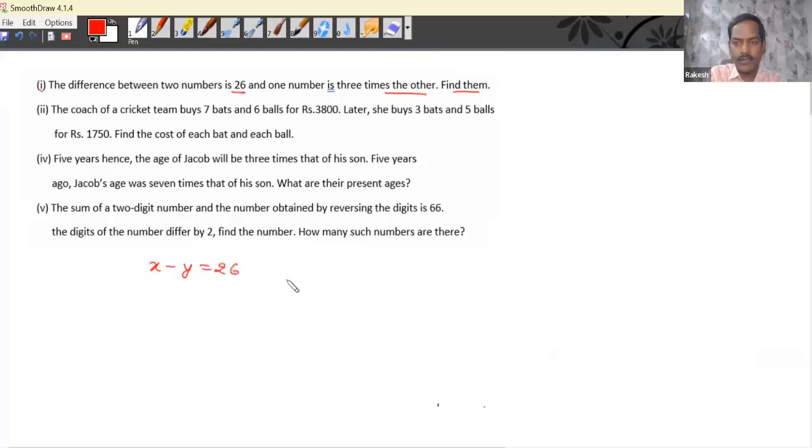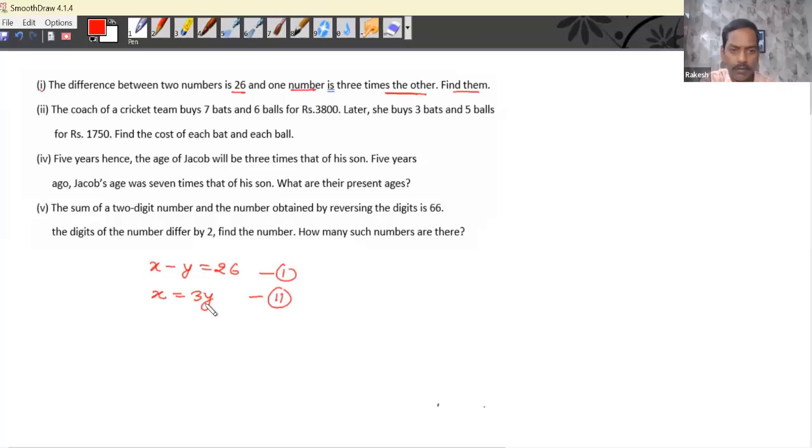If I'm writing this equation, I am assuming one thing, which is a fair assumption, and that is the value of x has to be greater than y. Then only x minus y will be getting a positive value, right? It further said that one number is 3 times the other. That means the greater number has to be 3 times the smaller number. So the greater number is x, which should be equal to 3y. This is my equation number 1. This is my equation number 2. Clear, simple substitution will work.